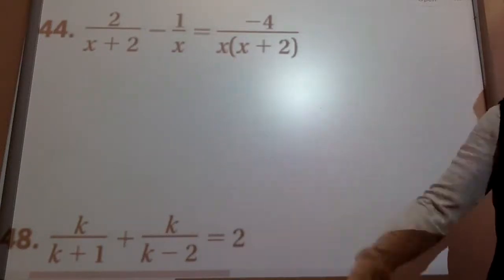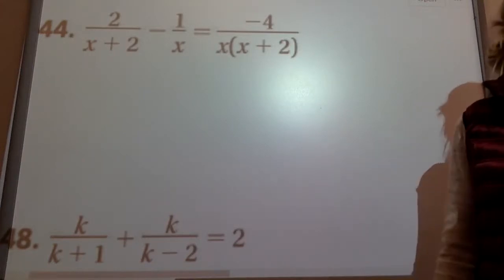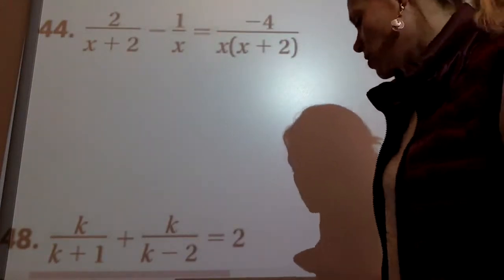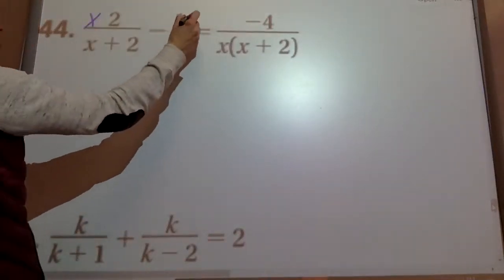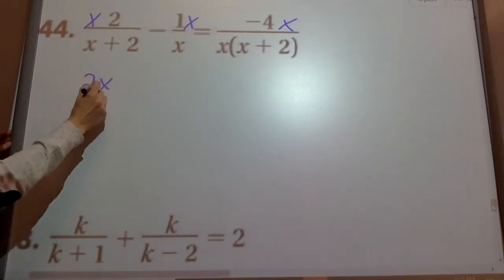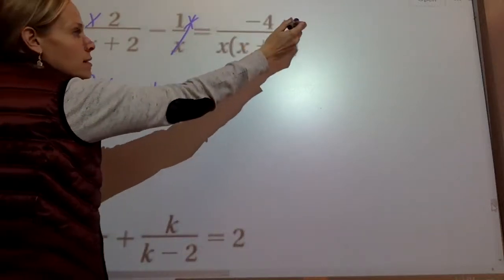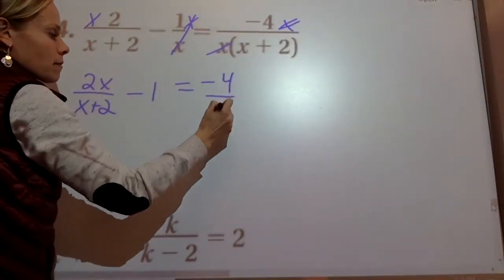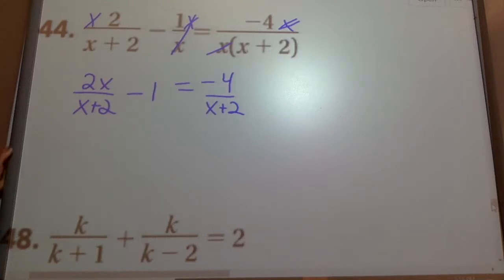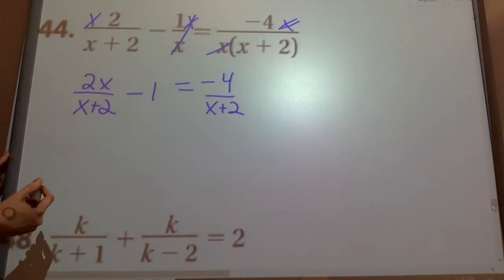Number 3 and 4. I have two things on the bottom. What are they? x and x plus 2. Which one do you want to do first? x. So I'm going to multiply every single term times x. But if x is on top and bottom, what happens? It cancels out. So these are gone. And these are gone. Okay. So now I start again. And okay, what do I still have on the bottom? x plus 2. So I'm going to take every single term now times x plus 2.